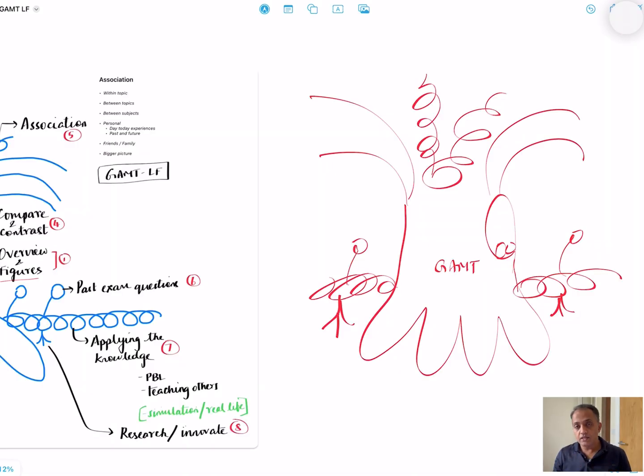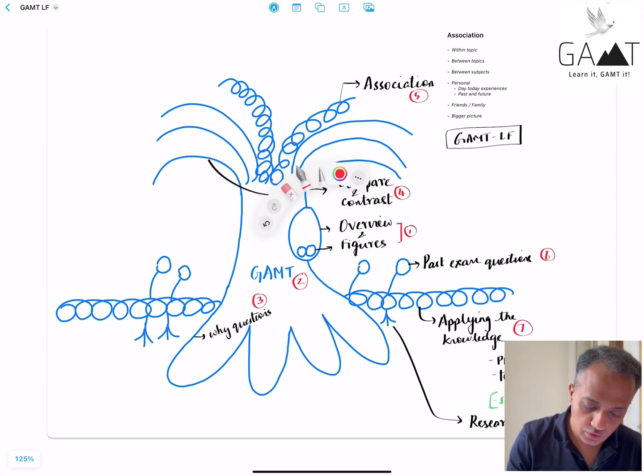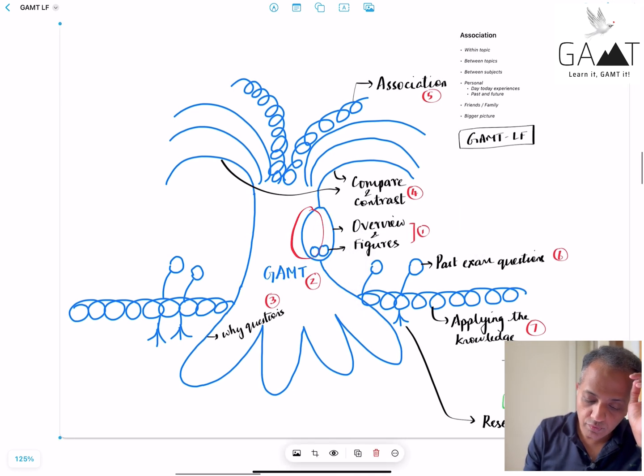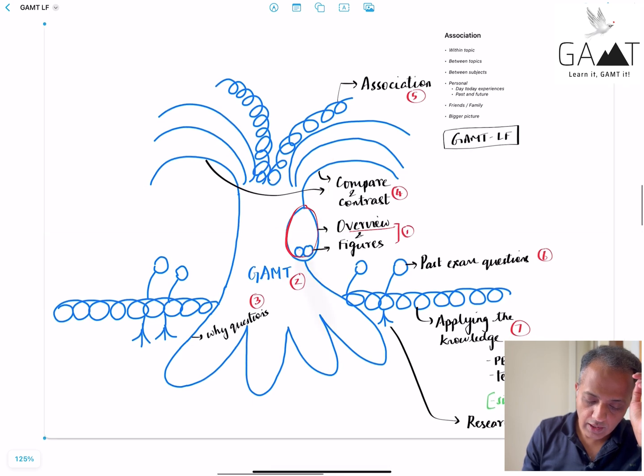So that's the GAMT learning framework. If you can remember this, you've actually captured all the important concepts that you need to know about the GAMT learning framework. So the first one which I have is called the overview and figures. The hole in the tree resembles the letter O, which stands for overview, and the small X here resembles the letter F, which stands for figures.